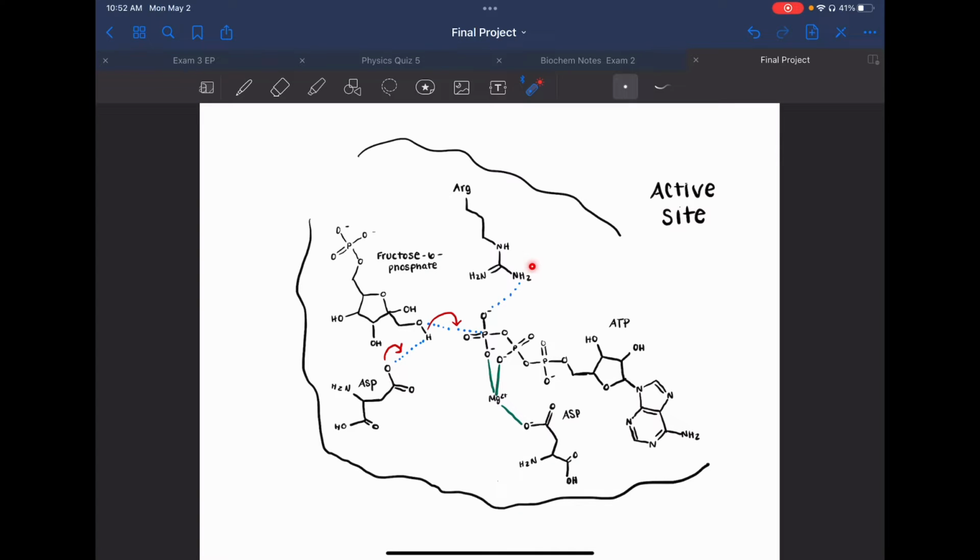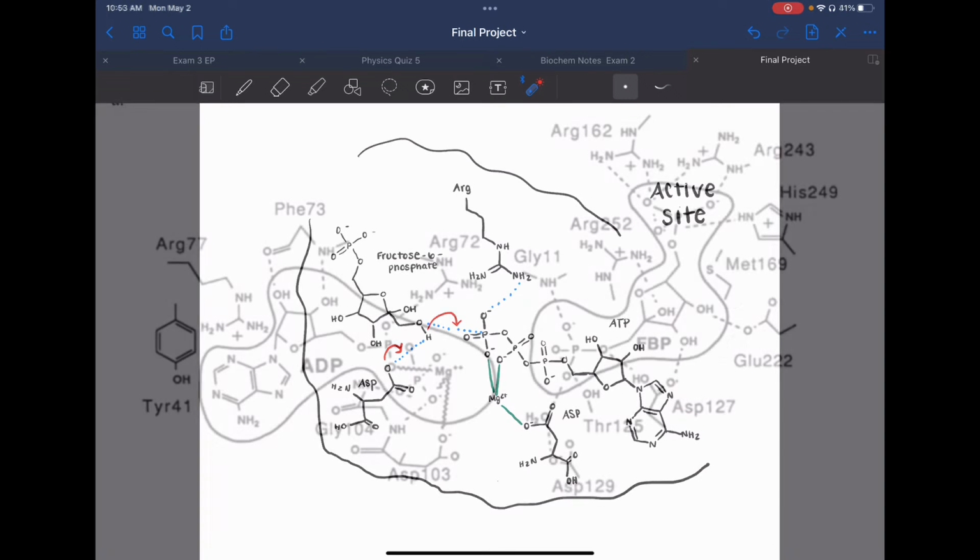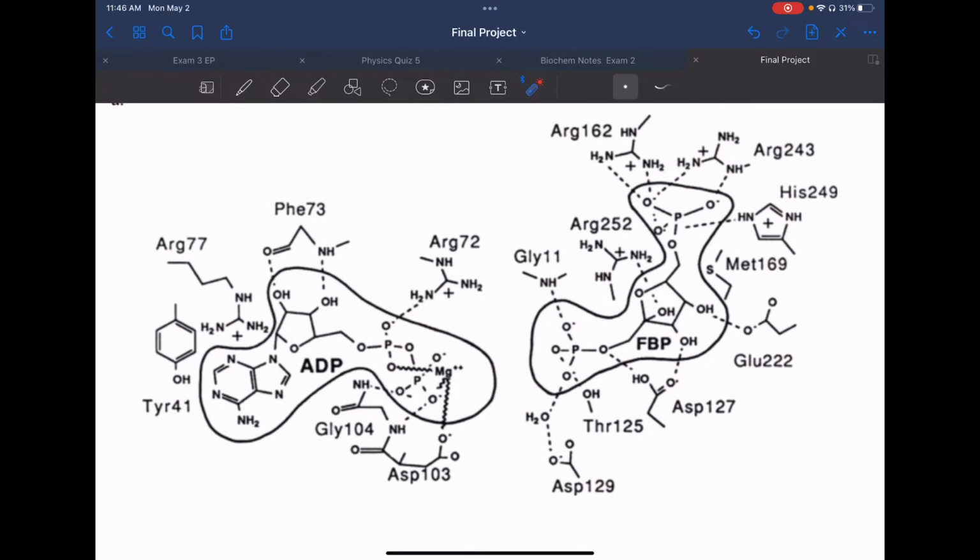The arginine residue also forms a hydrogen bond with phosphate from ATP and stimulates the cleavage of the phosphodiester bond and transfer of the phosphate group to fructose 6-phosphate to form fructose 1,6-bisphosphate. After the reaction catalyzed by phosphofructokinase takes place, this is what the active site looks like, with ATP molecule and the fructose 1,6-bisphosphate and all of the amino acid side chains that interact with these molecules.